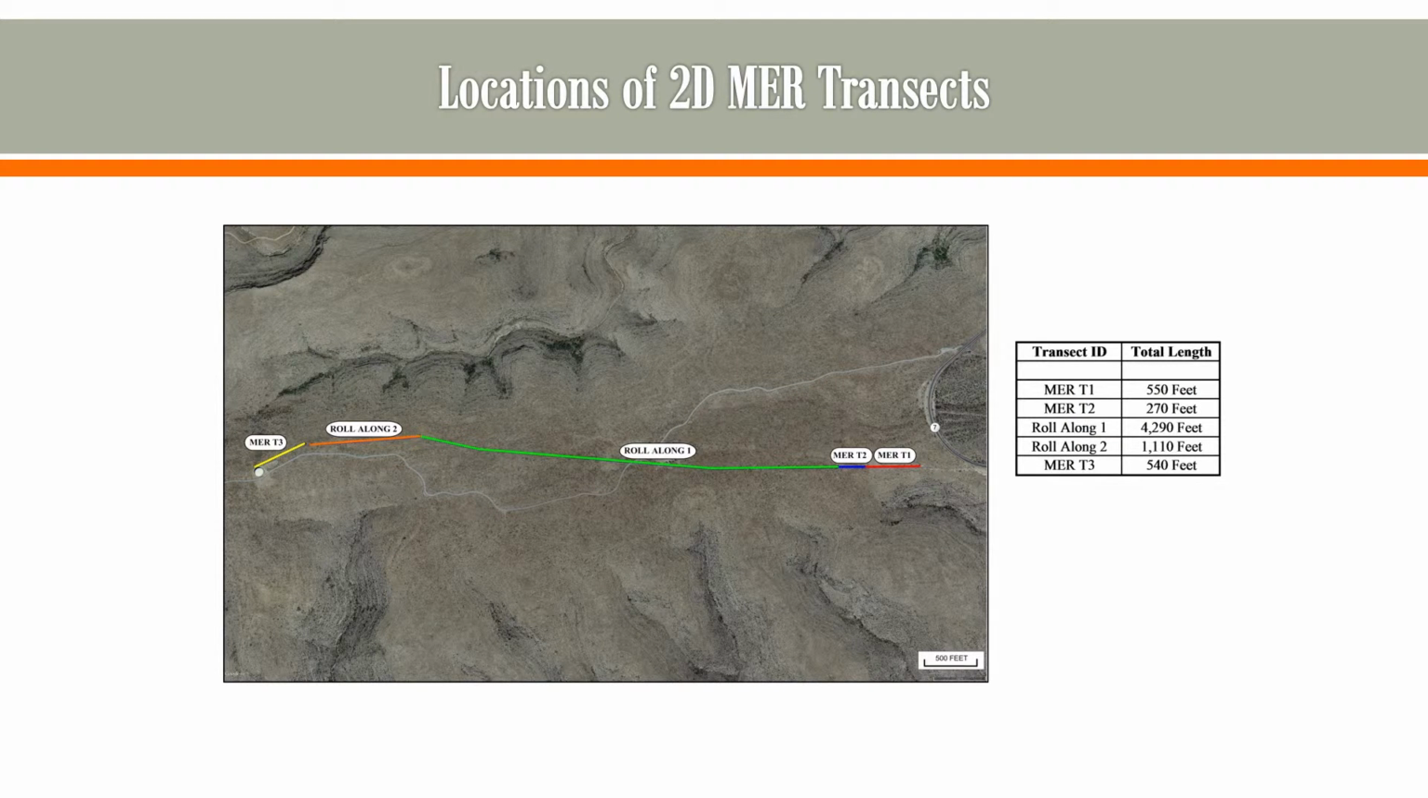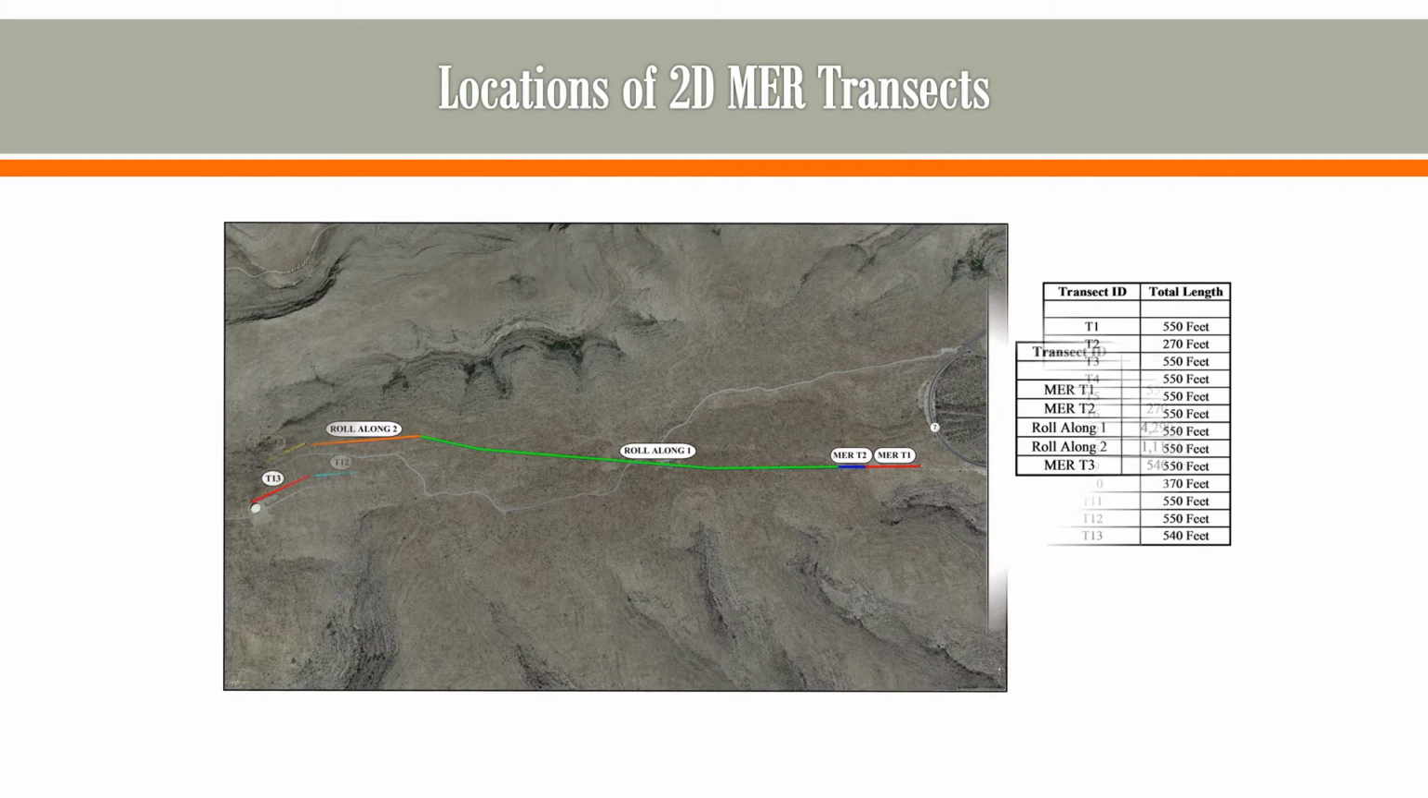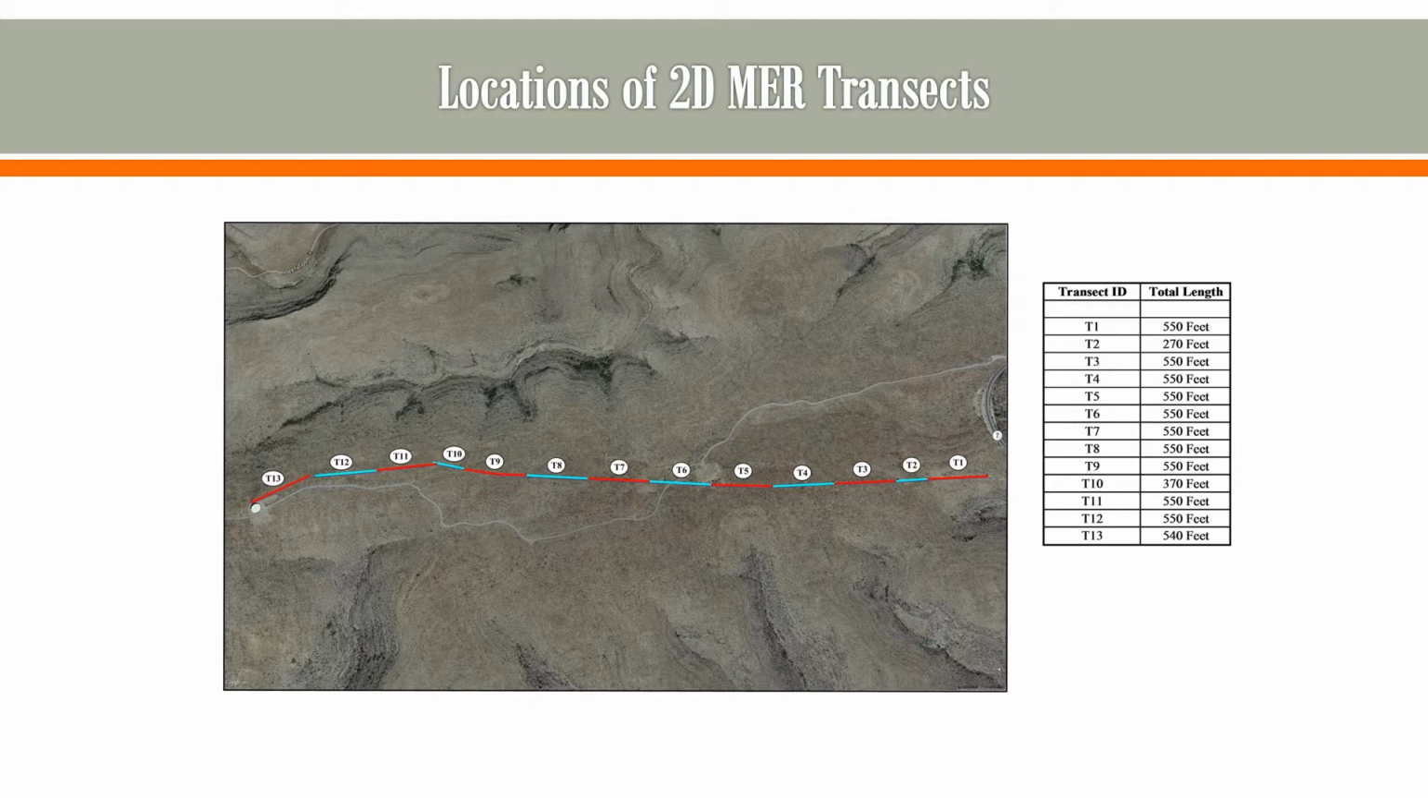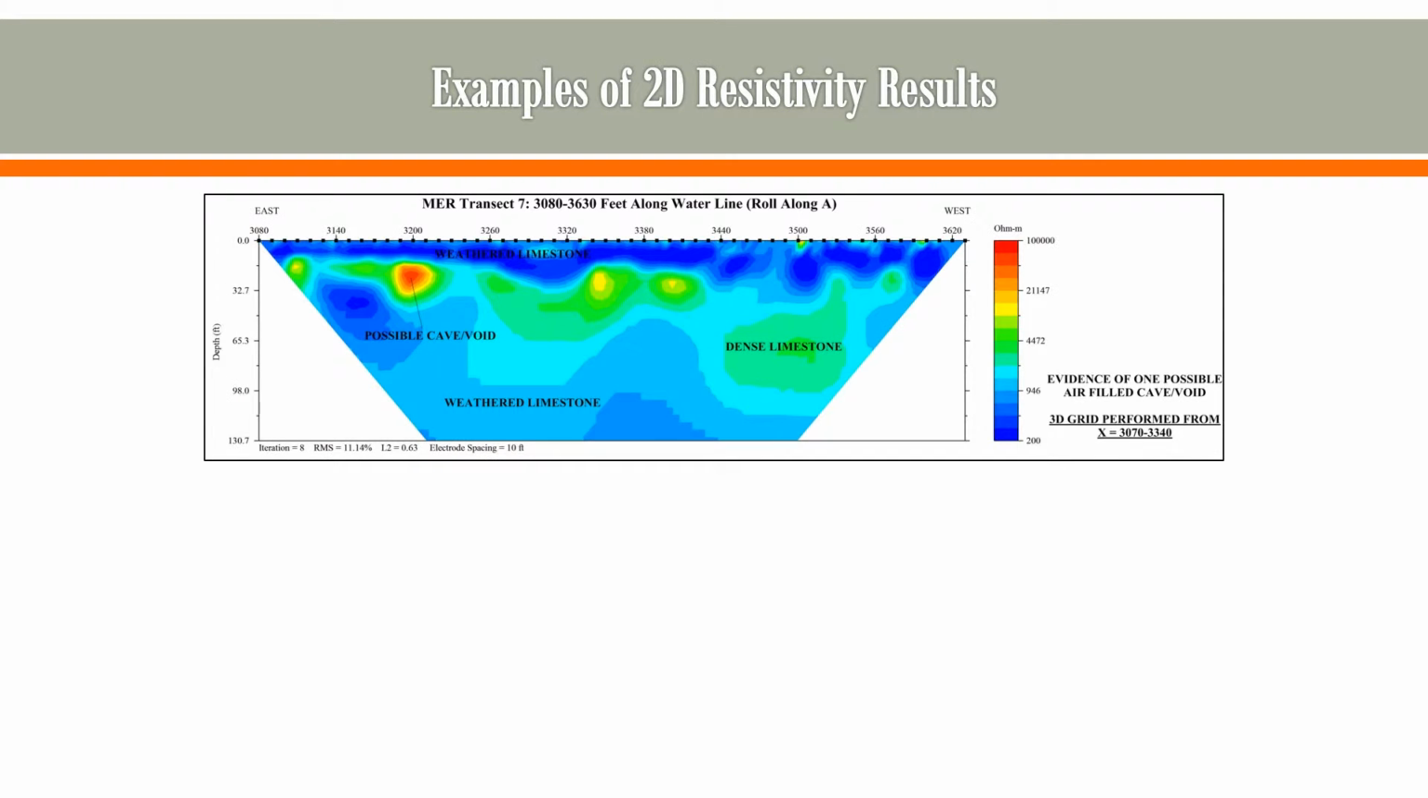These are the locations of the various stationary transects and roll-alongs that we did. These were ultimately divided up into a series of individual cross-sections for analysis. These are some of the results, and what we're looking for here are these red high-resistance targets. These types of features can be indicative of air-filled voids.